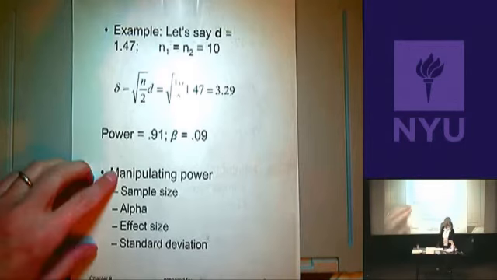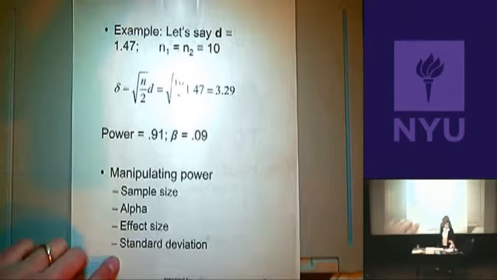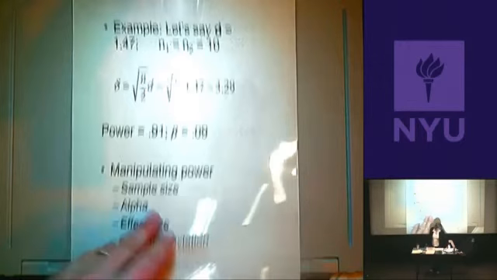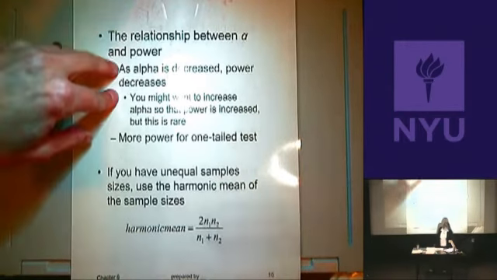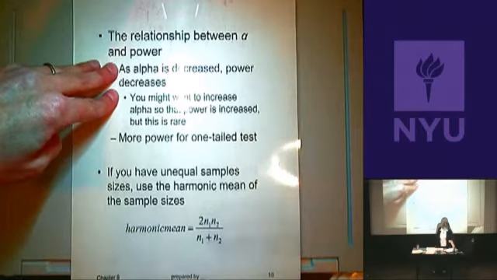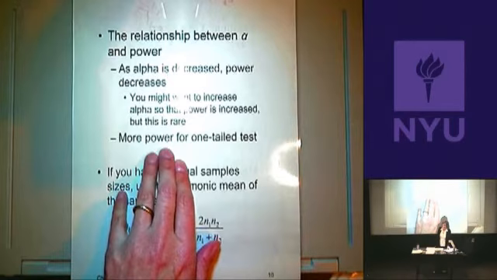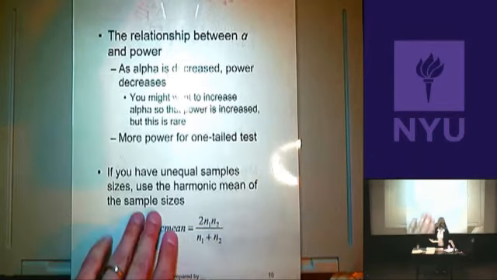So we've talked about all of these things, how we manipulate power, sample size, alpha, effect size. The standard deviation, that's in your effect size. So let us continue with these computations. Some of this I've already said. There's the harmonic mean of the ns down there. We talked about the relationship between alpha and power. Here's something I didn't mention, though. You have more power for a one-tailed test. Let's draw that for a minute.